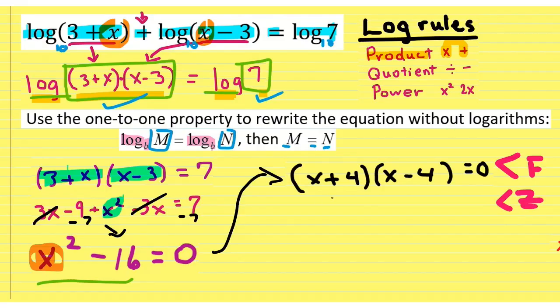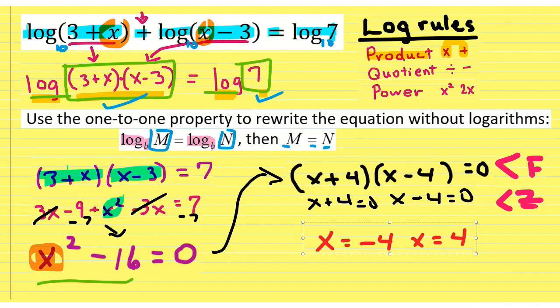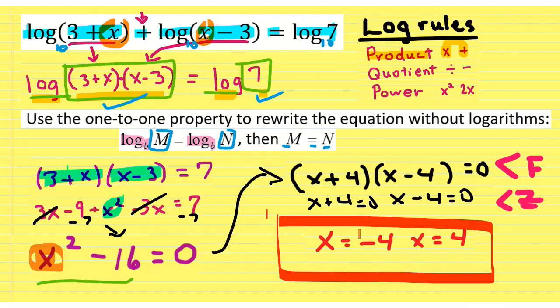The zero product rule says that we're going to do x plus 4 is equal to 0 and x minus 4 is equal to 0. And then when we solve it, it means that x is going to be equal to negative 4 and 4. And that is the solution for our final problem. Negative 4 and 4 should make this true.